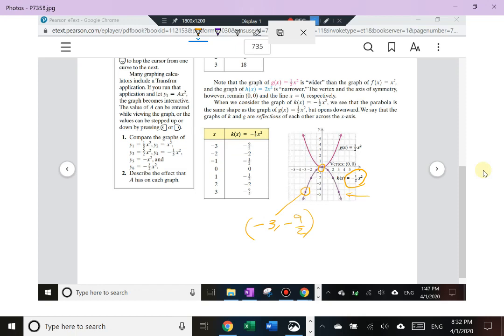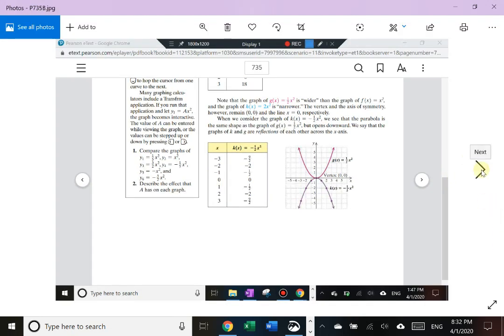Now, in general, what we can see is the effect of a negative number in front of x squared. That negative causes a reflection, and that's what we have here. You see that clear reflection? That's because of the negative in front of that x squared. And of course, the 1/2 will give it the widening effect that we saw earlier. Okay. And with that, we can now summarize the effects of a number in front of x squared.